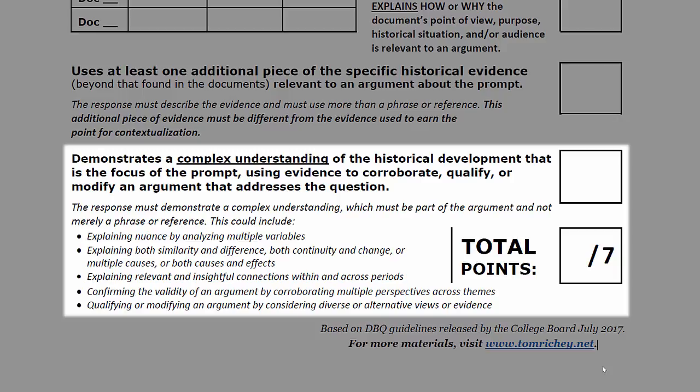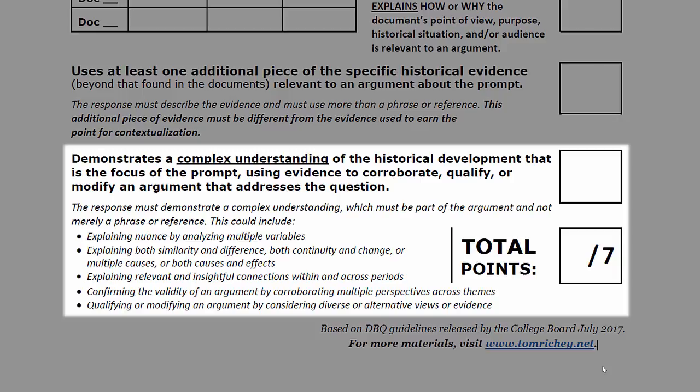Now, this is kind of a Trojan horse for what used to be known as synthesis. This is something that used to be required, that a student go outside of the time and place and tie it into a larger picture. If you employ this well, assuming it's done right, it looks like you could use synthesis to get this point. Confirming the validity of an argument by corroborating multiple perspectives across themes.